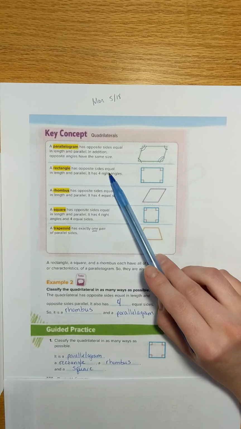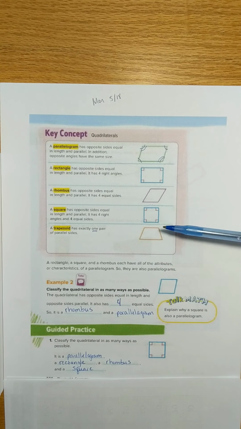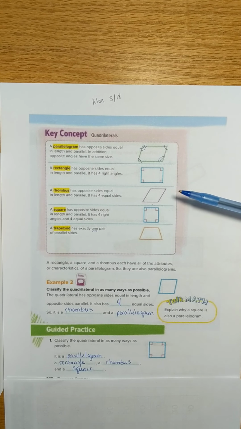It has opposite sides equal in length and parallel. It has 4 right angles. Same as down here, also has 4 equal sides. So it qualifies under all 4 of those.